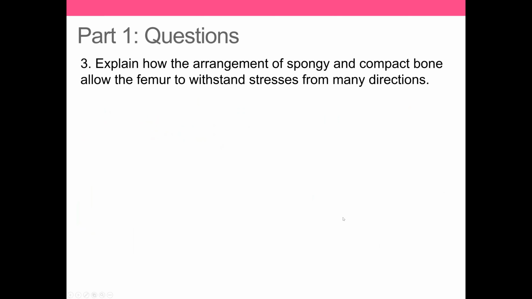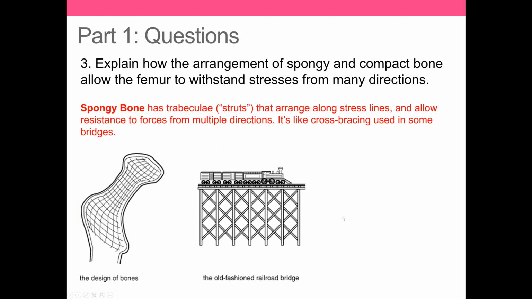And then spongy bone has trabeculae, or these little struts inside that arrange themselves along stress lines, and this allows the bone to resist forces from multiple directions. And so it works kind of the same way cross bracing works in some bridges. You used to see them in older bridges, but they would help add additional support from multiple directions.